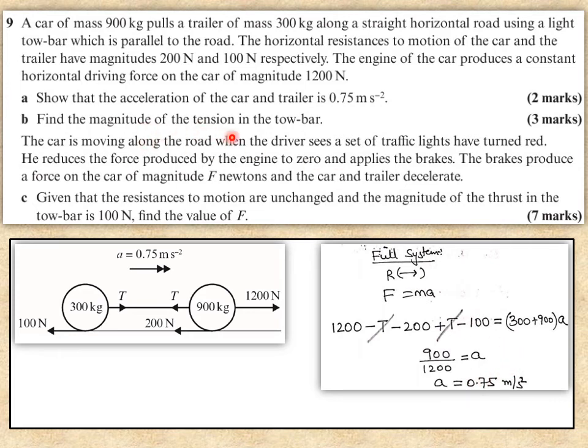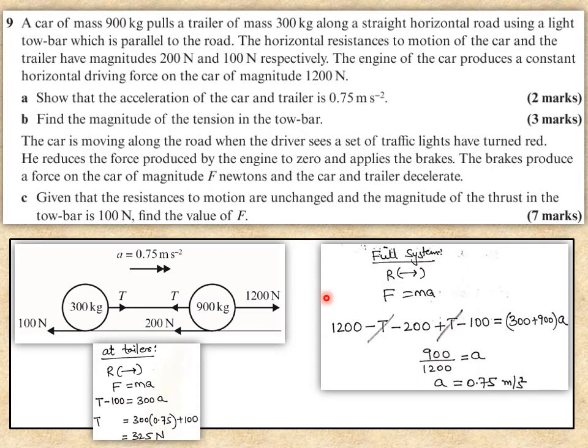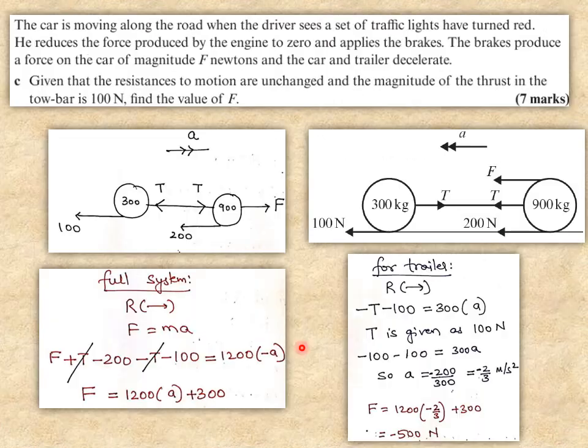For the magnitude, like we did before in that earlier question, we can take the separate particle separately. So I'm considering the trailer here because the trailer obviously has only two forces. Again, if I resolve right as positive, resultant force is mass into acceleration, T minus 100, and you get the tension 325 Newton. For the third part, let us go to a new slide and take that question separately.